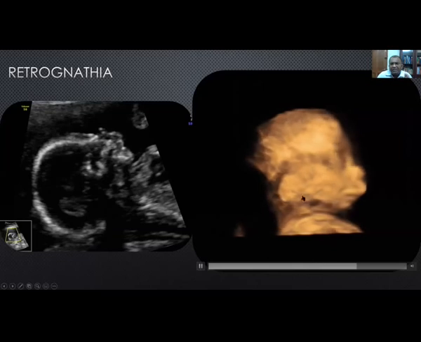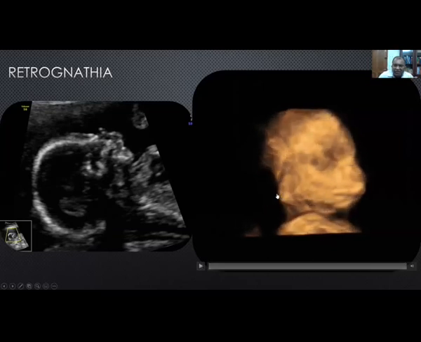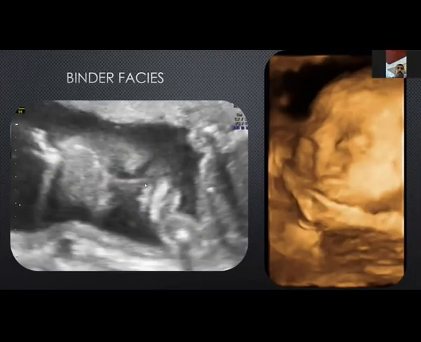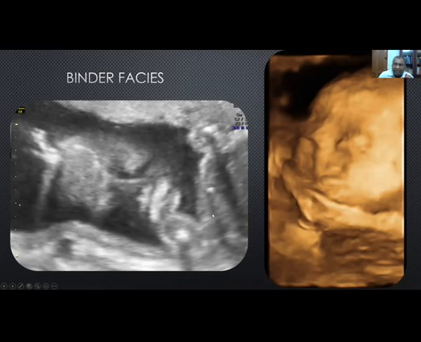The retrognathia is strongly associated both with palatine clefts and also with increased incidence of syndromic abnormalities. Binder faces, you can see you have a flattened nasal bridge. It's also called nasomaxillary hypoplasia. This again can be a normal variant.